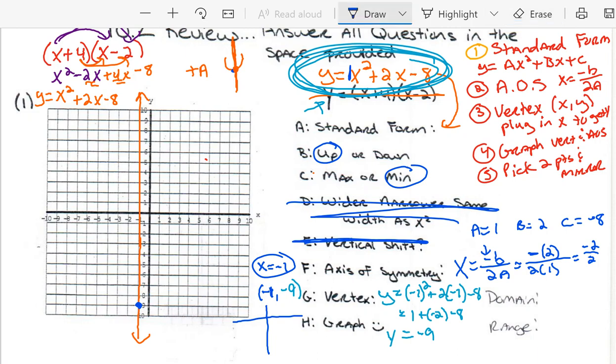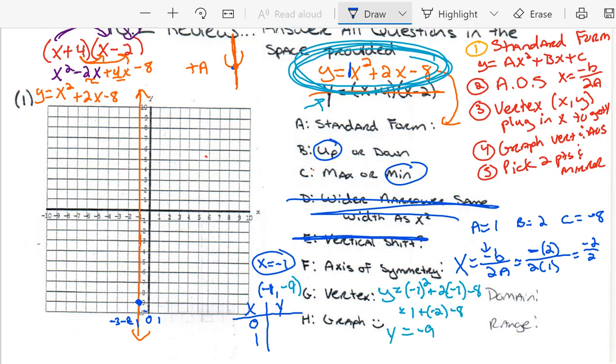Since I'm going to go to the right, I'm going to pick the next 2 values. This is negative 1, so this would be 0, and then this would be 1. If I went to the left, I would have put in negative 2, and I would have put in negative 3. And again, I would plug them into the equation to get the next 2 values. But I'm going right, so the 2 values that I'm going to plug in are 0 and 1.